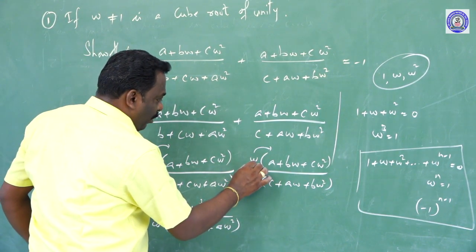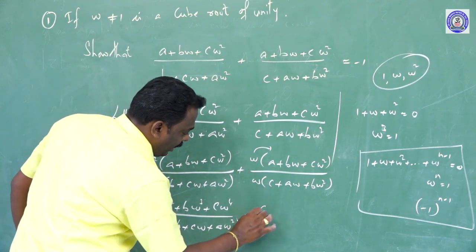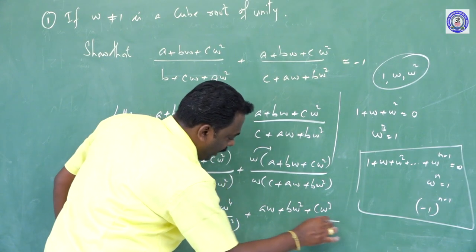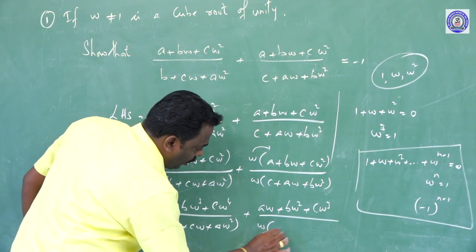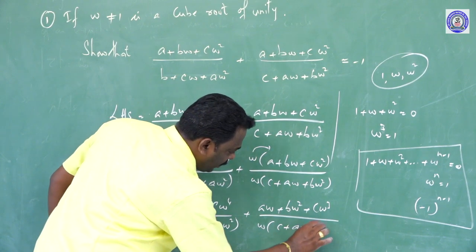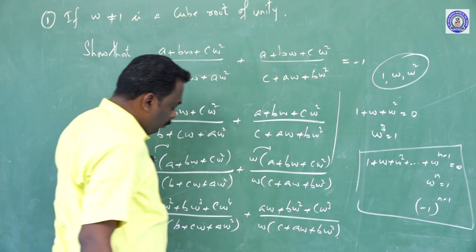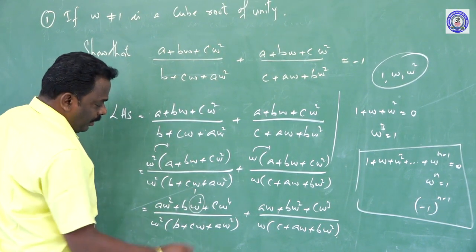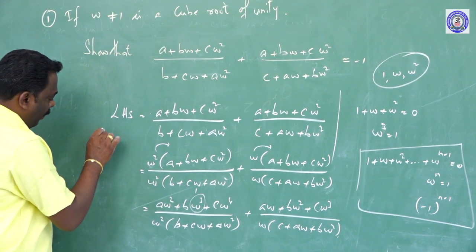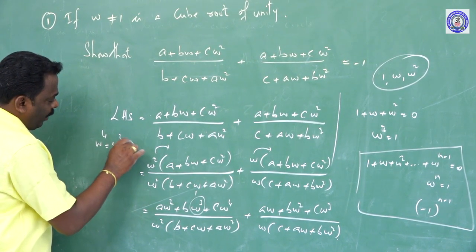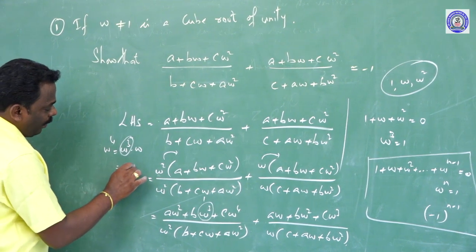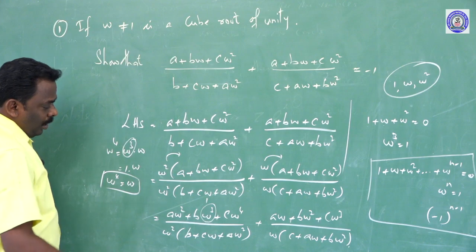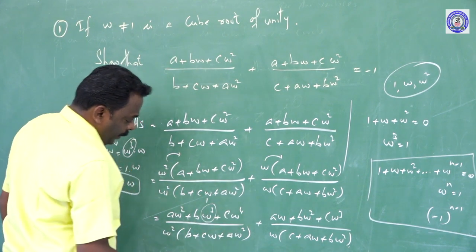And similarly multiply ω within the bracket: Aω plus Bω² plus Cω³, by the denominator ω(C + Aω + Bω²). Now here we know ω³ equals 1. Then ω⁴ we can write as ω³ into ω, that is 1 into ω, which equals ω. Therefore ω⁴ we can write as ω.